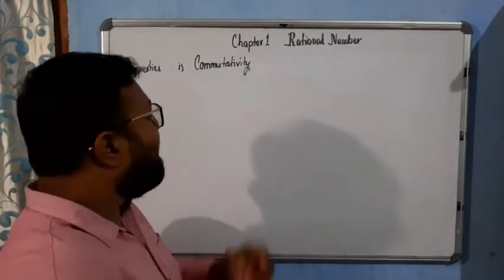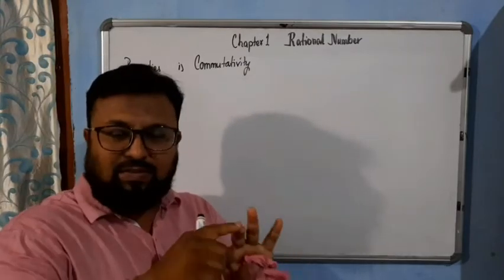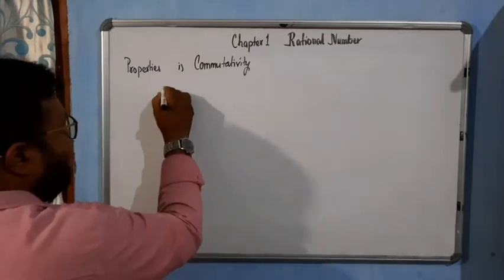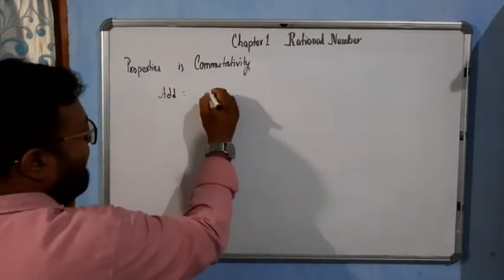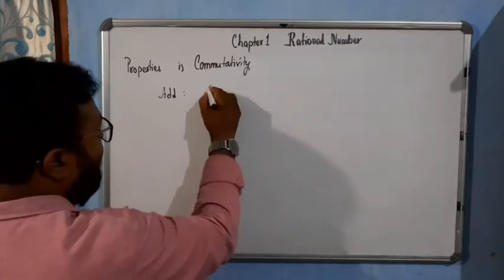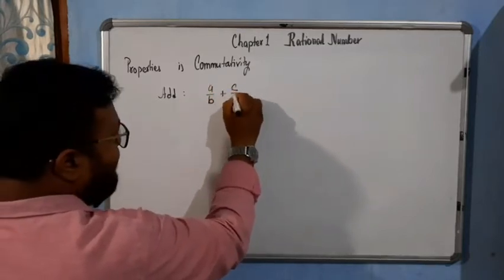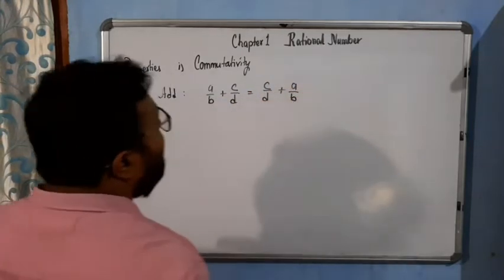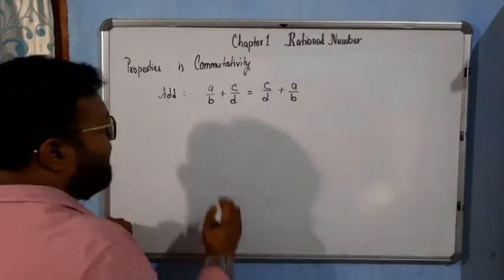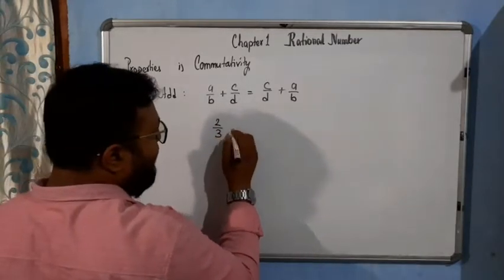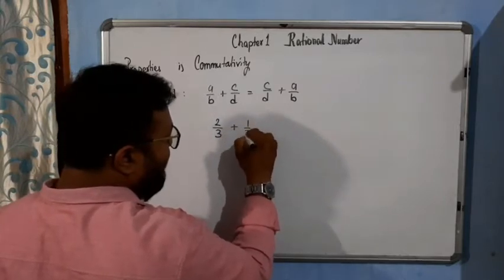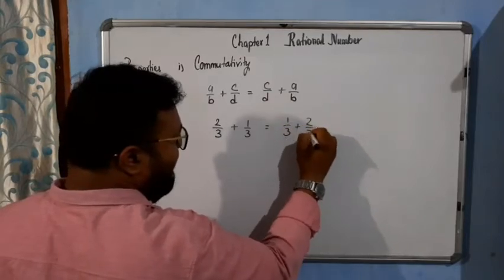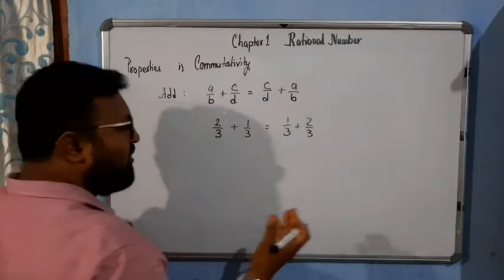As I told you, all the properties we will check in 4 phases: for addition, for subtraction, for multiplication, and for division. So let's start with the addition. A by B plus C by D must be equal to C by D plus A by B. Let's take an example. Suppose 2 by 3 plus 1 by 3. Here also 1 by 3 plus 2 by 3. I'm taking small examples so that it will be easy for us to calculate.